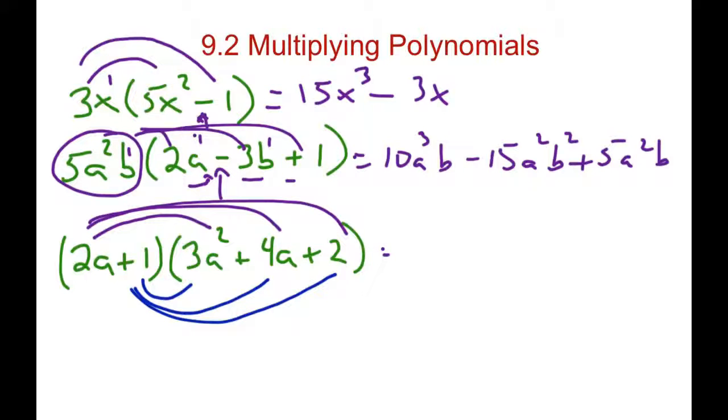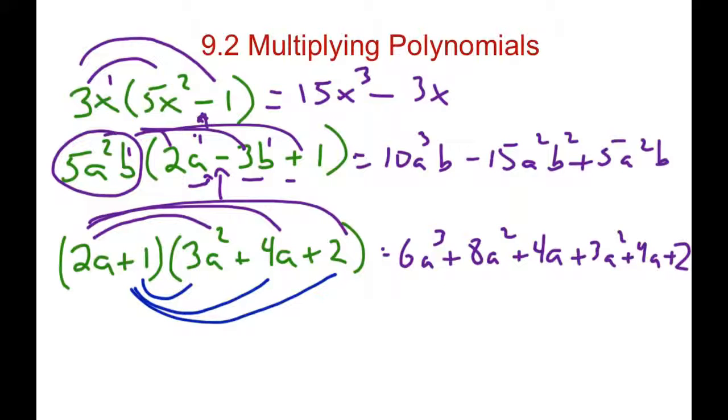Alright, so 2a times 3a squared. 2 times 3 is 6. A to the first times a to the second is a to the third. 2a times 4a. 2 times 4 is 8. A times a is a squared. And 2a times 2. 2 times 2 is 4, and just 4a. Alright, plus, now I'm going to distribute the 1. 1 times 3a squared is 3a squared. 1 times 4a is 4a. And 1 times 2 is 2.